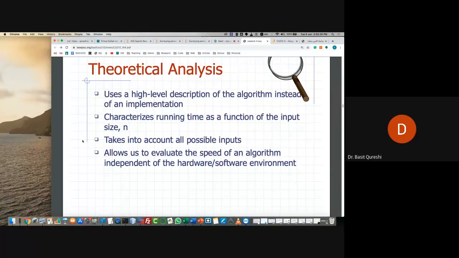And lastly, and most importantly, we're going to assume the runtime is independent of the software and the hardware. We don't care about the underlying software, the operating system, or the hardware. We're just going to give a mathematical notation, and you can use that notation to compare with other programs.